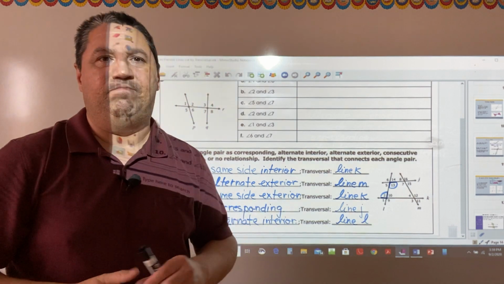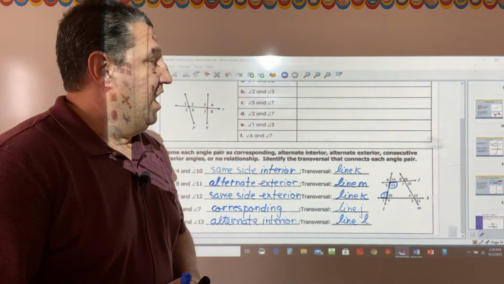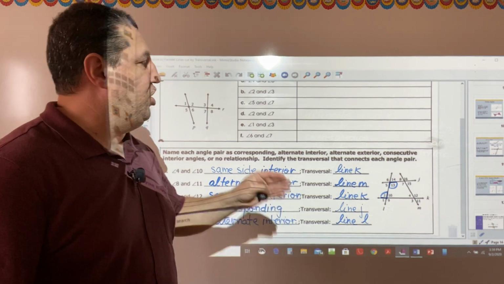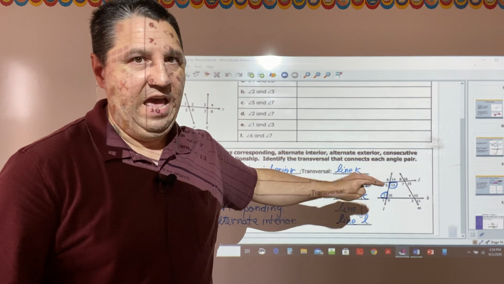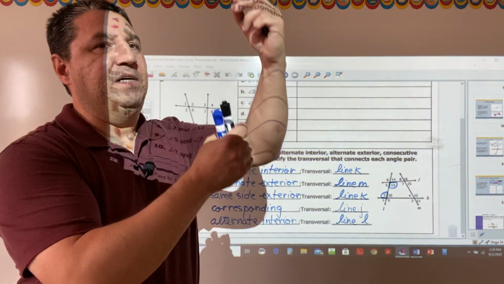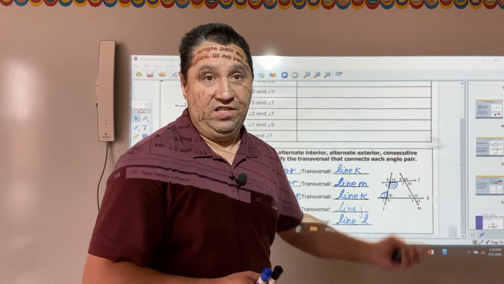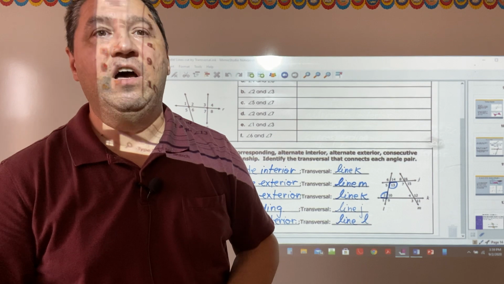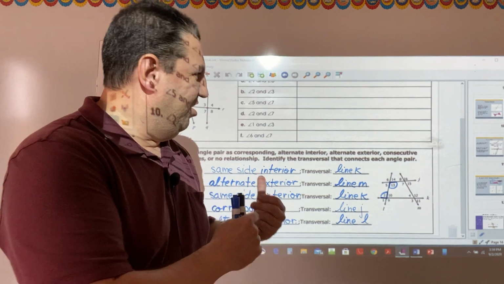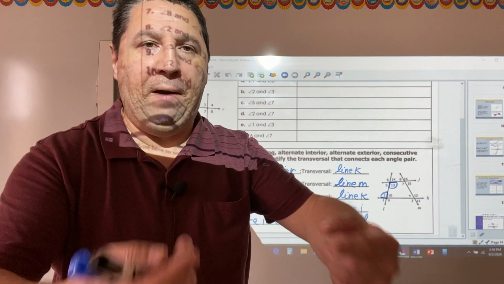I know it's probably difficult for now, but as long as you identify the transversal correctly and look at the position of the angles related to the transversal and then related to the other lines cut by the transversal, you'll see it's not so difficult. But you need more practice.